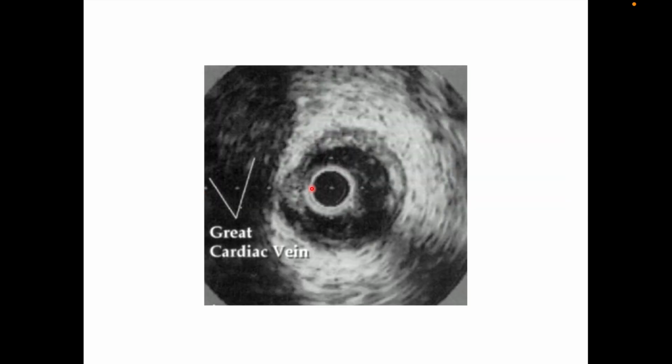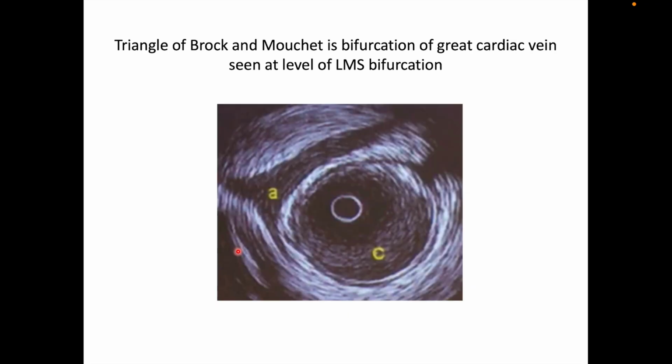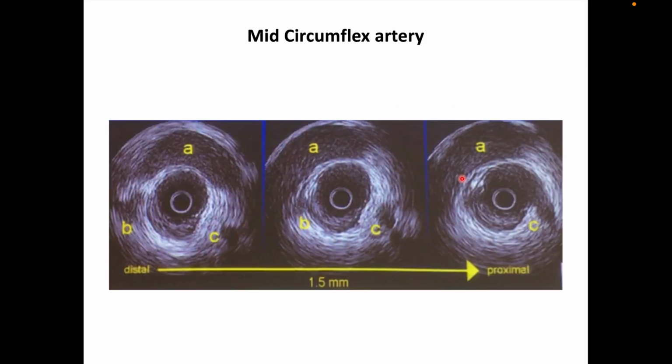When you are in the proximal circumflex, at times you see an image like this. So this big dropout image with RBC spicules, this is the great cardiac vein. And when you come towards the distal left main stem, occasionally you see a triangle like this. This is called a triangle of Brocq and Mouchet. This is the bifurcation of the great cardiac vein.